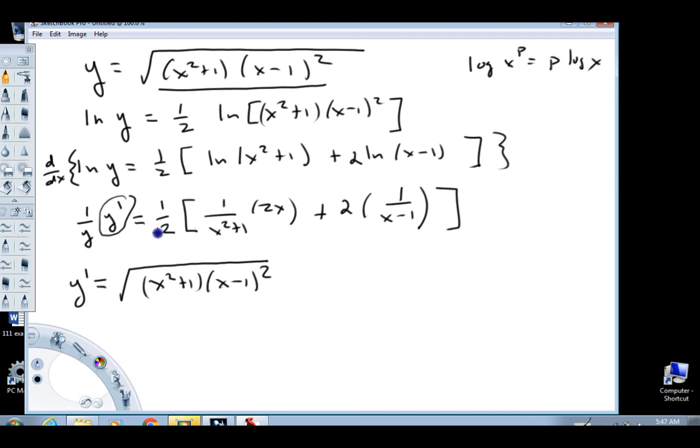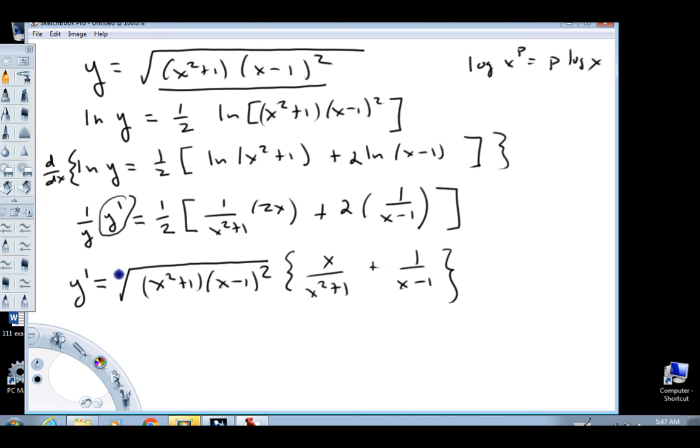I'm going to go ahead and move this 1/2 here. Take note that these are going to cancel. So the 2's are going to go away and leave me with x over x squared plus 1 for this product. And then when we look at this product, these 2's are going to cancel and just leave me with 1 over x minus 1. And there's our expression for y prime.